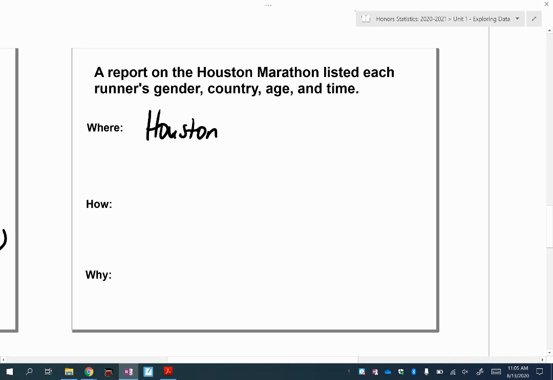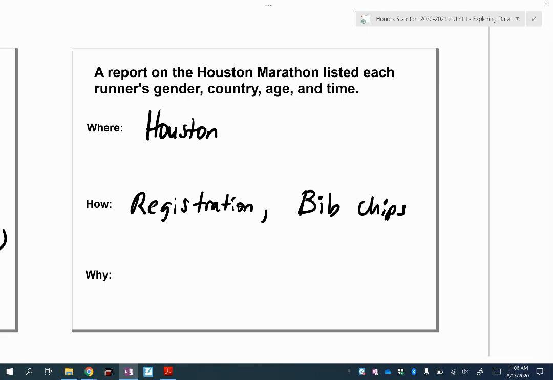Every year I try to ask students how they think they would get this information. Now, obviously, registration, a lot of students recognize that most of this information is going to come from registration. But in terms of the time, there are many ways that marathons can find out the time, but I like to write that it's bib chips. So each runner gets a bib that they attach to their clothing, and then they have little tiny chips that measure their start and finish time.